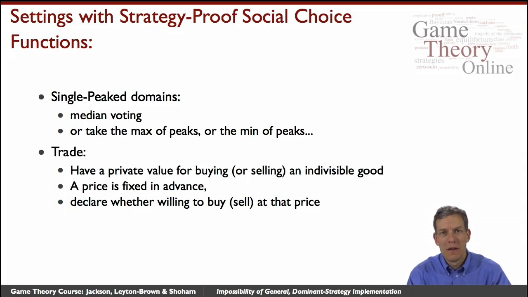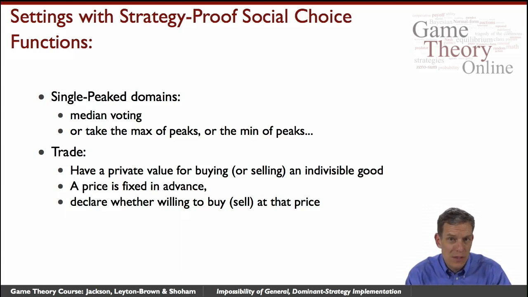So individuals say, at a price of 10, am I willing to trade or not? And now there's a simple decision. You can't influence the price. All you can do is influence whether you actually trade or not. And so then you have an incentive to say truthfully, do you really want to trade or do you not? And then trade if both of the agents want to trade. So there you can design a dominant strategy mechanism.